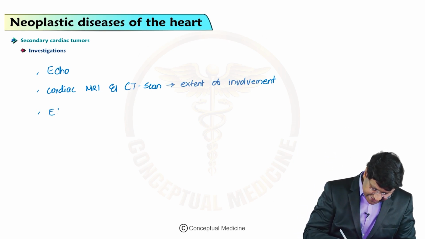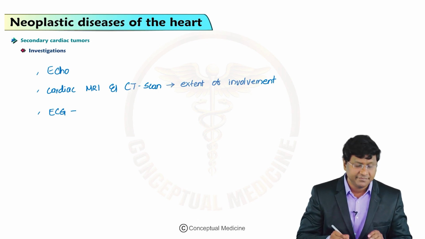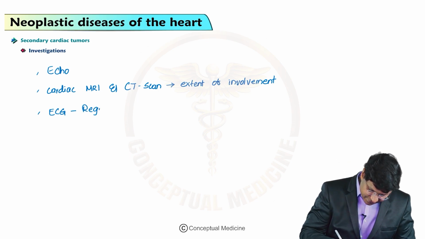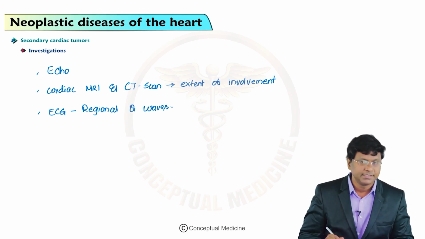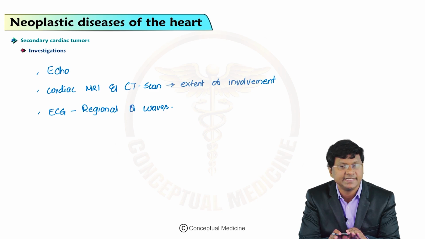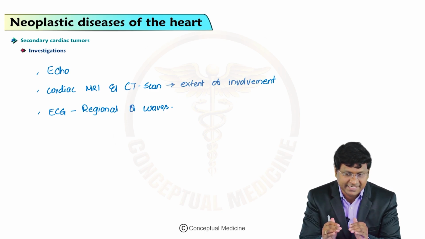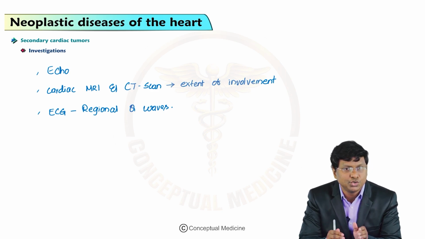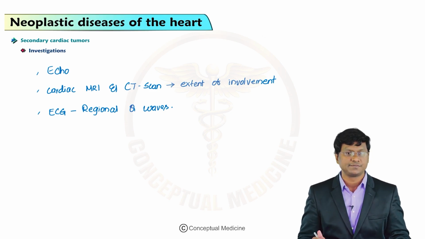And apart from that, the ECG may reveal regional Q waves. Whichever is the site of wall affected, for example, if the secondary cardiac tumor is present in the anterior wall of the heart, then in the anterior leads, that is V1 to V4, you have the presence of the Q wave. If the metastasis is to the lateral wall, then you will have the Q waves in the lateral leads: I, aVL, V5, V6.